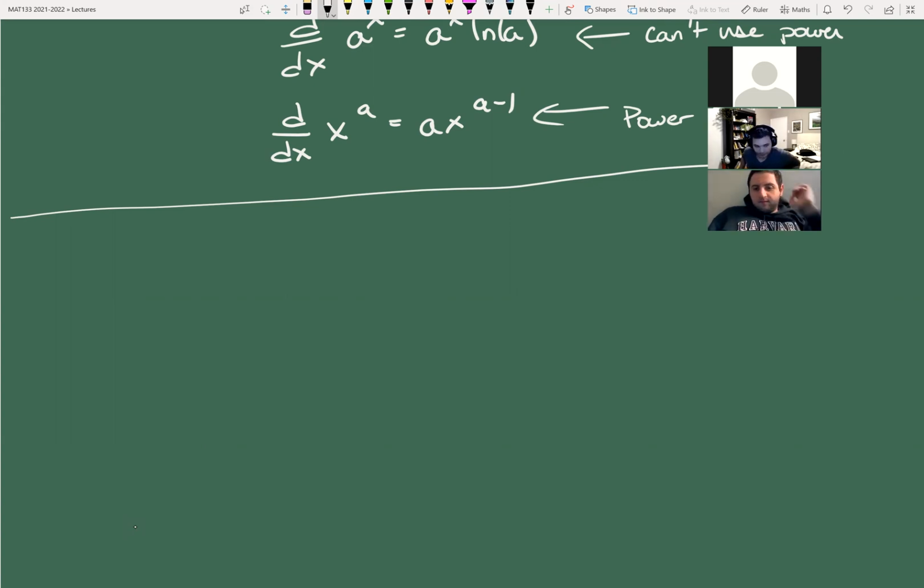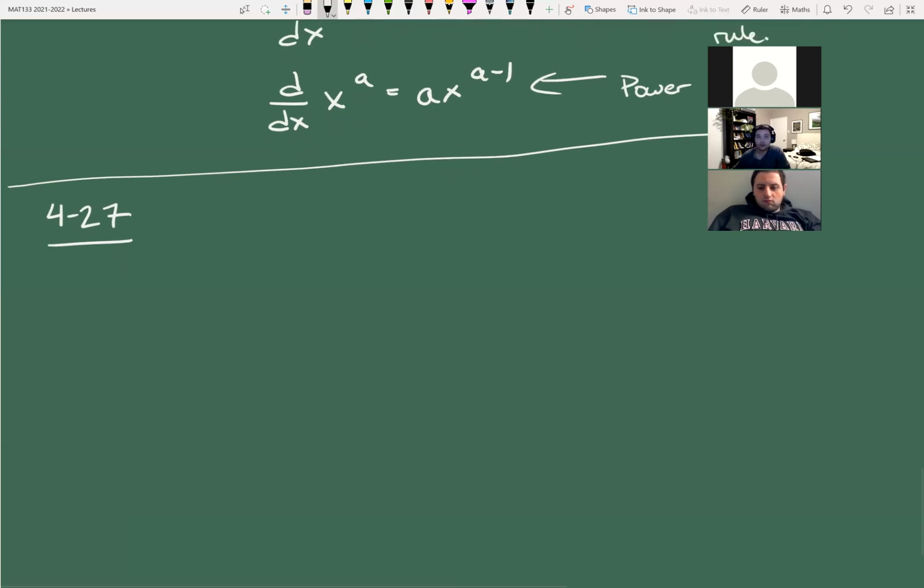Okay, sounds good. So I've been requested 4.27 a lot. So why don't we do this? This is a great question too. I really like 4.27. In fact, 4.27 was a term test question. It was either last year or the year before. I don't remember exactly what year it was, but it was a term test question. So this is a great question to ask.